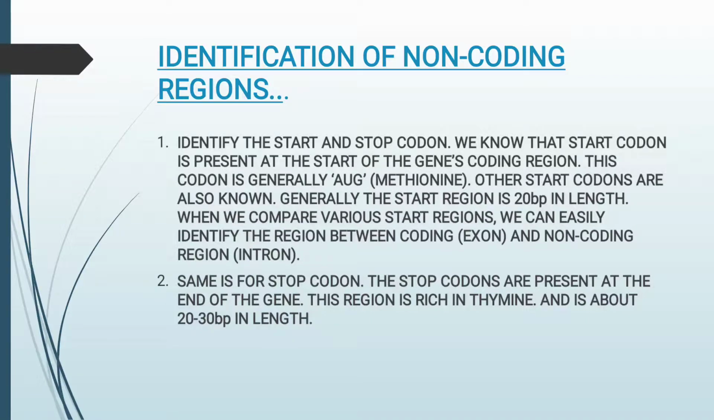Similarly, for stop codon, the stop codon region is rich in thymine. So this region can also be identified, plus there are three stop codons mainly: amber, ochre and opal. Out of these, whichever stop codon is there, you can simply find out within an open reading frame where the gene is stopping. So this will help you identify the exact non-coding regions of the gene.